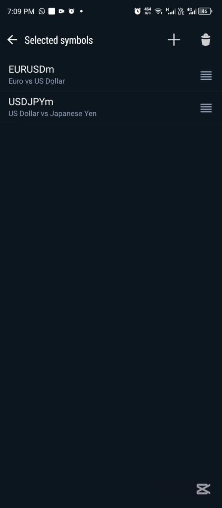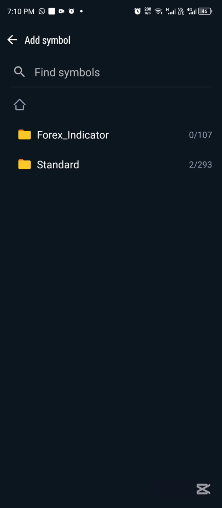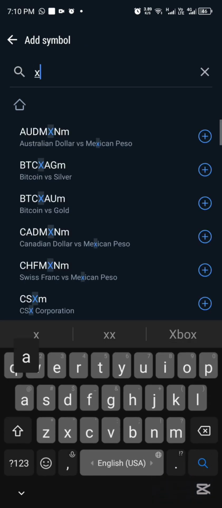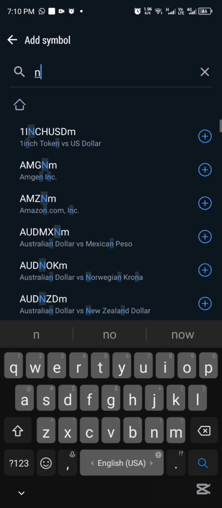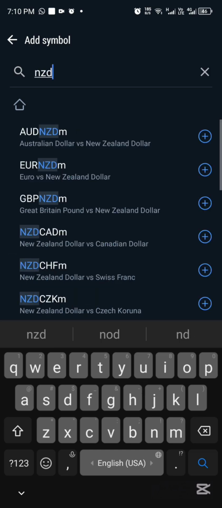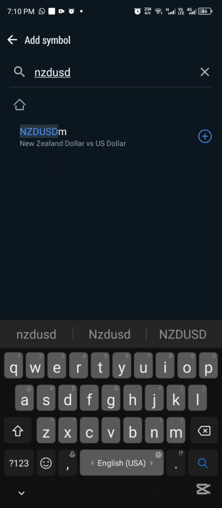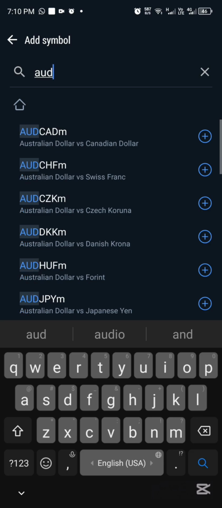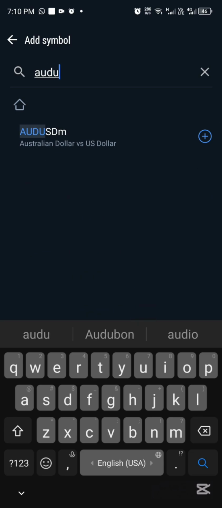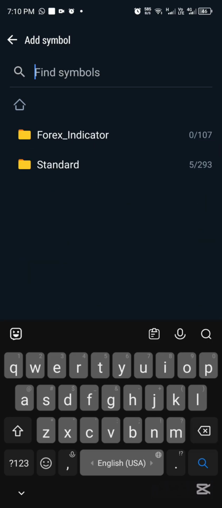But for the sake of this video, I'm going to add a couple more pairs. So let's add XAU, which is good. XAU/USD, this is it. New Zealand dollar, AUD, NZD/USD, yes. Then AUD/USD. I don't trade as many pairs as these, but just for the sake of this video, so we can be able to see the differences in all.